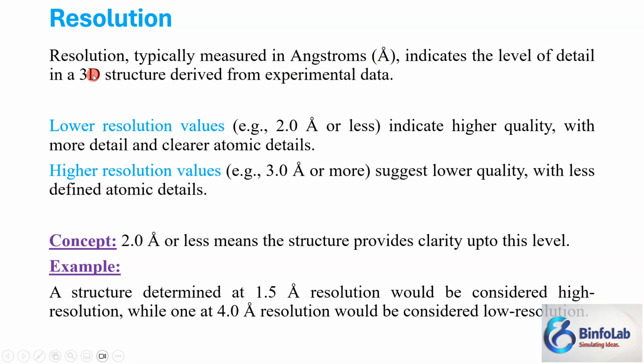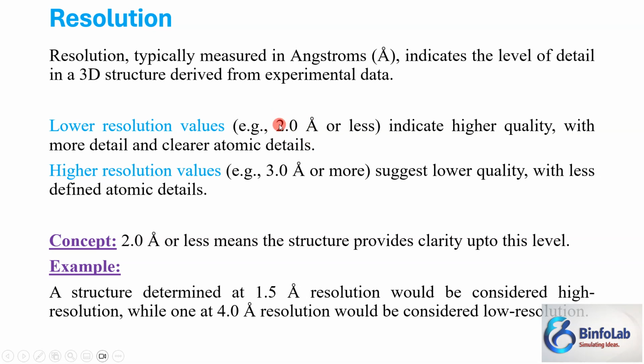Okay, so the structure is derived from the gap, or the difference, between the structure and the experimental data. If this gap or difference is very high, then the resolution value will be very high, high in number, I mean. There are low resolution values, just like 2.0 angstrom or less. By number I call it a low resolution value, but it indicates higher quality.